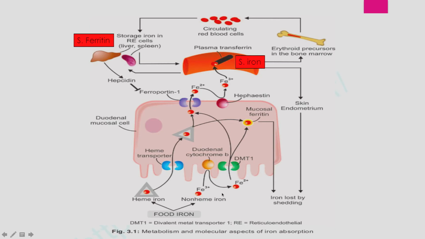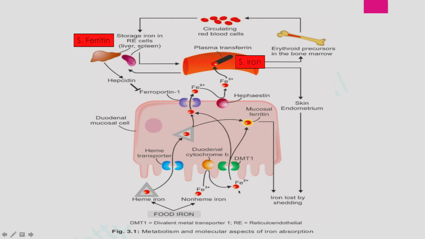Heme iron is the iron from meat products or animal sources. If the iron is coming from meat products, that is coming from the hemoglobin itself, so that is the heme iron. And the non-heme iron is the plant based source, for example spinach, for example pulses. This non-heme iron is in ferric form, Fe+3.